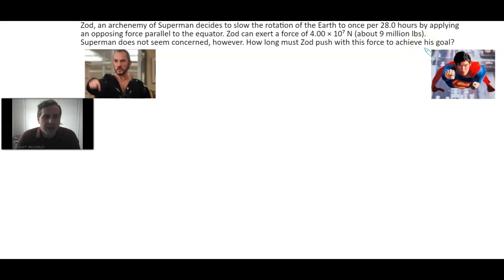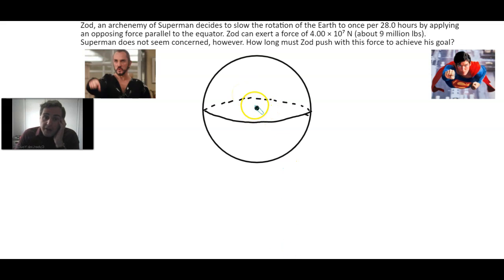Well, let's go ahead and write down what we do know. So here's General Zod and decides to slow the rotation of the Earth. So why don't we first start by sketching the Earth? So here I have an approximate rough sketch of the Earth. Let's go ahead and model the Earth as a solid sphere.